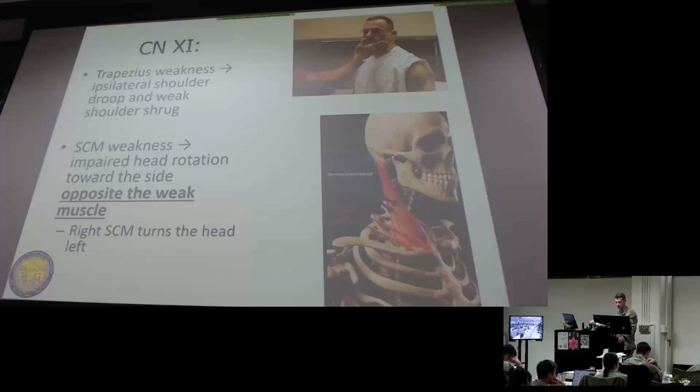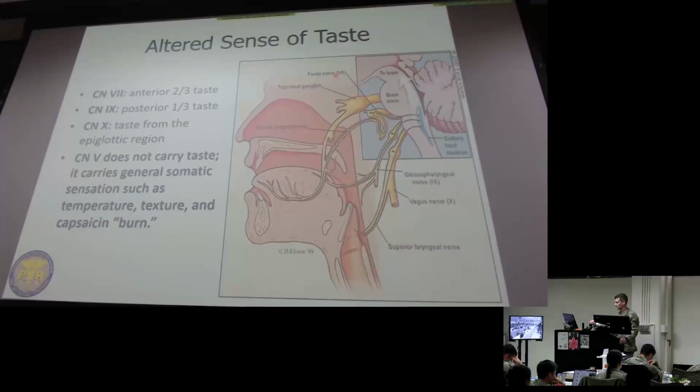Don't let it trick you and say, oh, the whole thing's reversed. All right, altered sense of taste. Just know that a lot of the different cranial nerves, I don't expect you to remember, this one covers the anterior 2/3, this one covers the posterior third. A lot of people don't show up with loss of sense of taste.